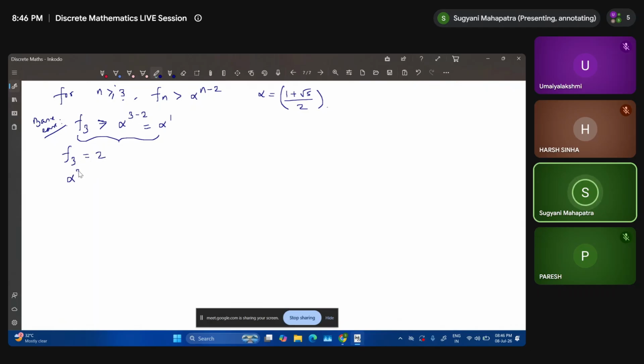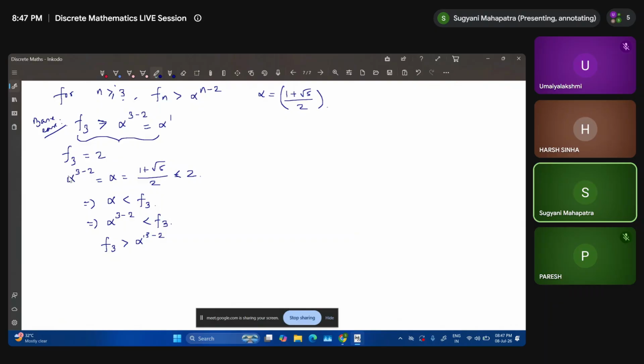Alpha to the power 3 minus 2 is equal to alpha, which is equal to (1 plus root 5) by 2. And if you solve it, you will know that this is less than 2. So this is basically saying that alpha is less than F3, which also implies that alpha to the power 3 minus 2 is less than F3, which means that your F3 is greater than alpha to the power 3 minus 2. This proves your base case. Is this clear? The base case is clear, right?